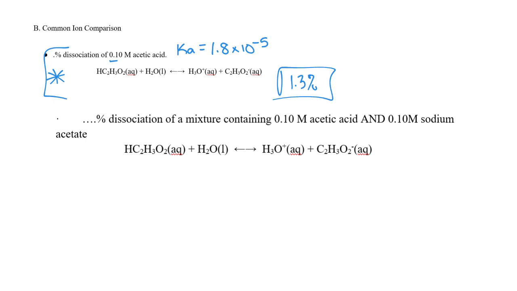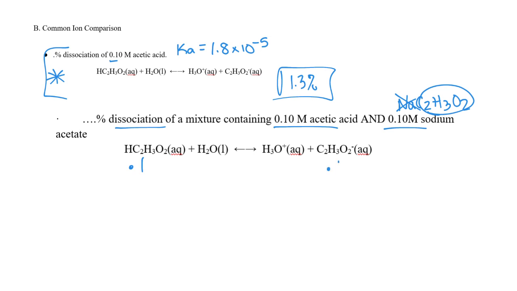Now we're going to compare it to if we have a common ion. Let's look at this. We're going to calculate the percent dissociation of a mixture that contains 0.1 molar acetic acid and 0.1 molar sodium acetate. The sodium acetate is NaC2H3O2, and it's dissolved in acetic acid. So the common ion here is acetate. Sodium will be a spectator ion.